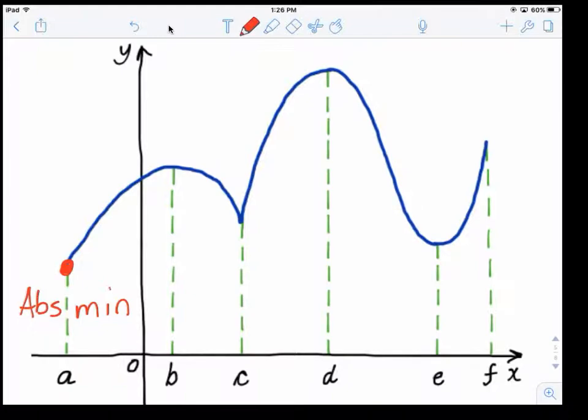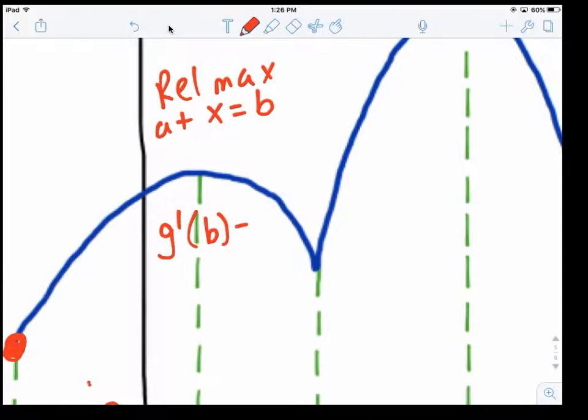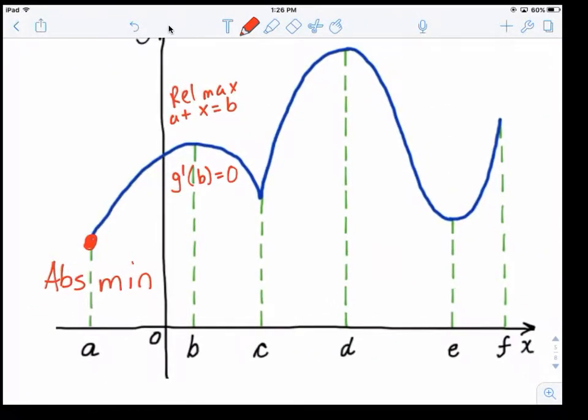All right, what's happening here at B? Very good. That's a relative max. So you have a relative max here at x equals B, and I think it's g. g prime of B is what? Right, so you have a critical value right here at x equals B. All right, so B is where one of your critical values is.